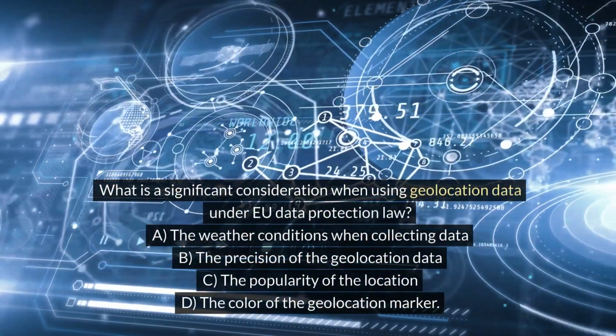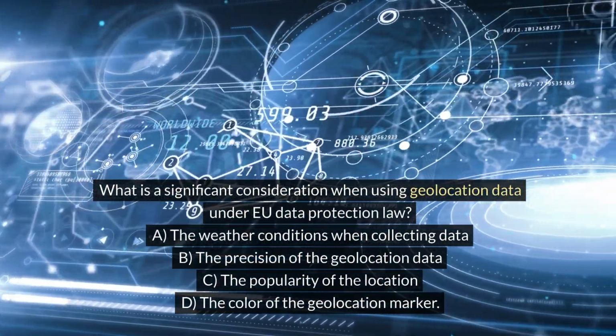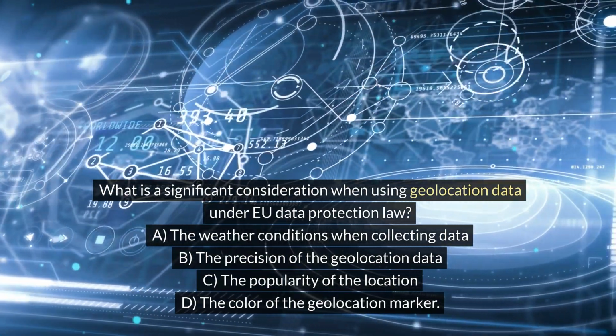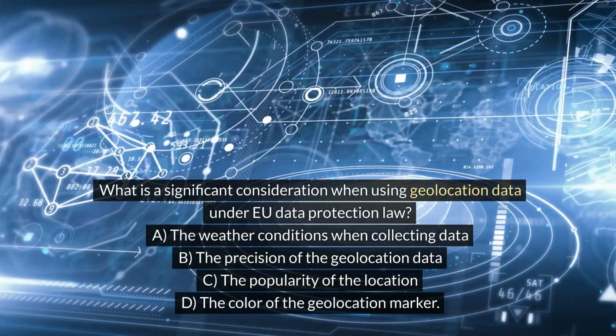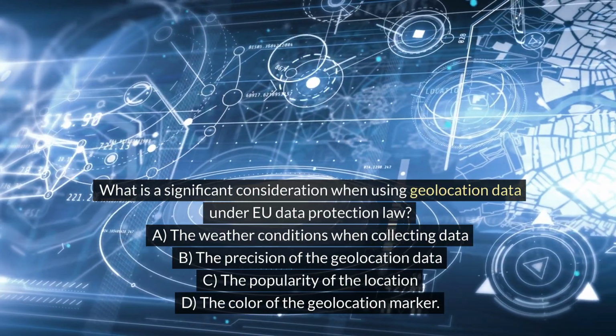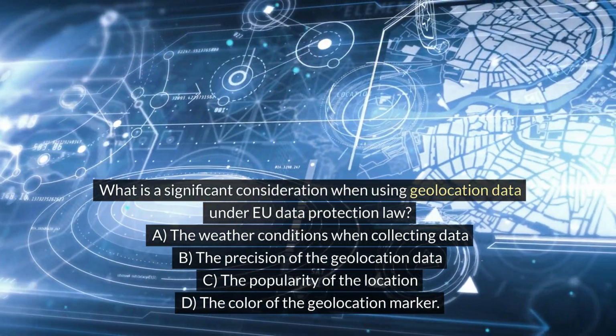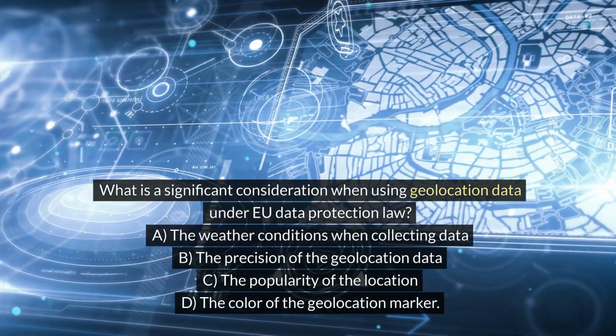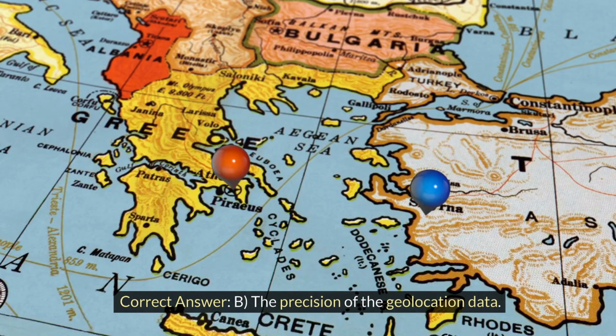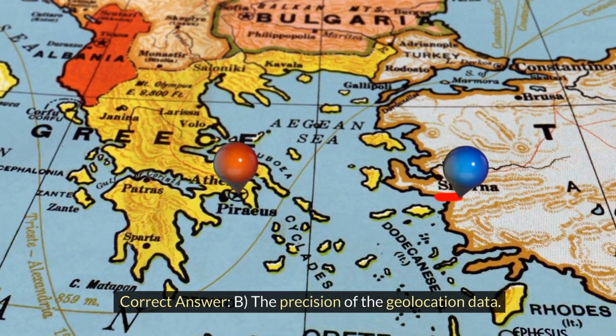What is a significant consideration when using geolocation data under EU data protection law? A. The weather conditions when collecting data. B. The precision of the geolocation data. C. The popularity of the location. D. The color of the geolocation marker. Correct answer: B. The precision of the geolocation data.